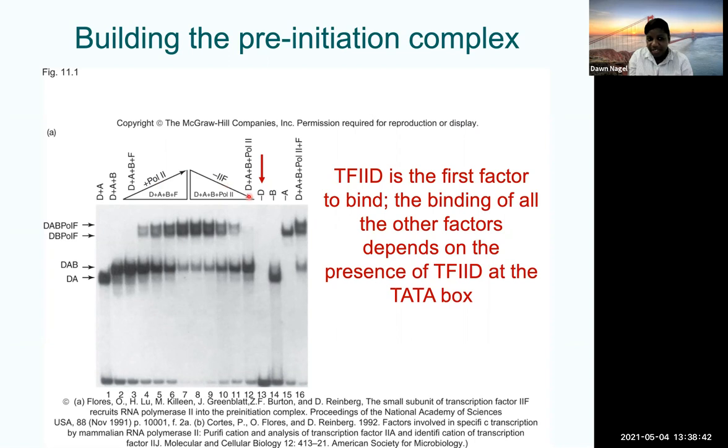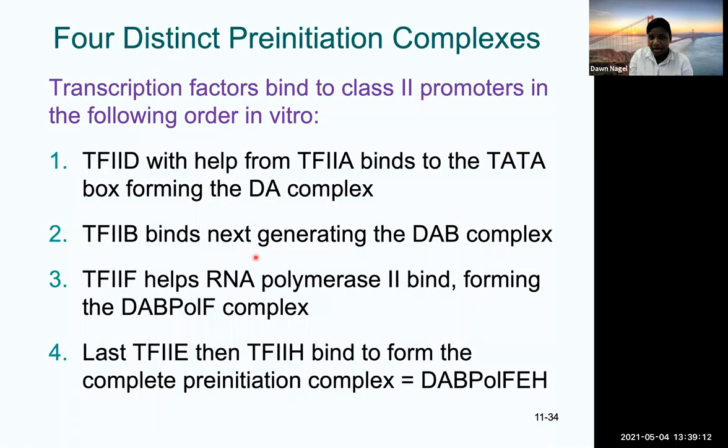What they also noticed on this gel is that when there's no D, nothing binds. There's no shift, you just have the DNA. In the absence of B, you still get some binding. In the absence of A, you still get some binding. So this told them that TFIID is the first factor to bind, because without it, none of that complex can form.